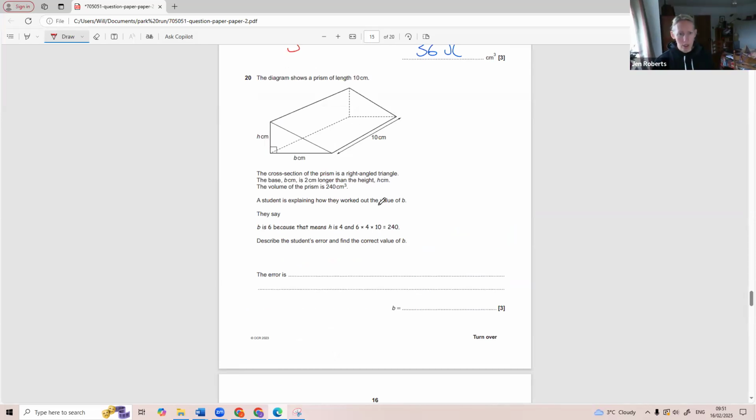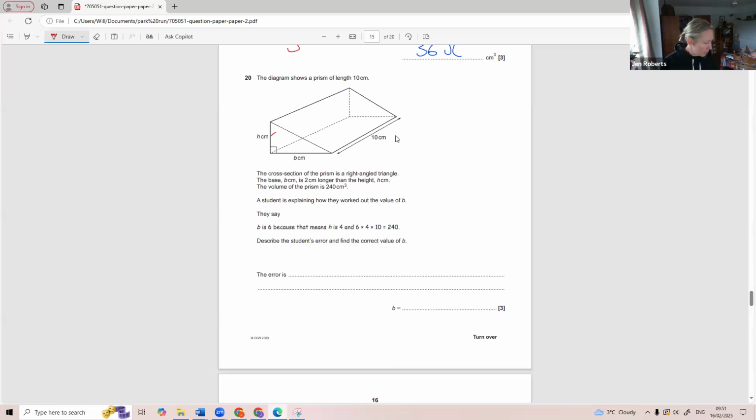Okay, so cross-section of a prism. So how do you find the volume of a prism? You might be given this on your formula sheet. To get the volume of a prism, it's the area of the cross-section times by the depth. So what's this shape here? It's a triangle, right? So think about area of a triangle. Half base times height.